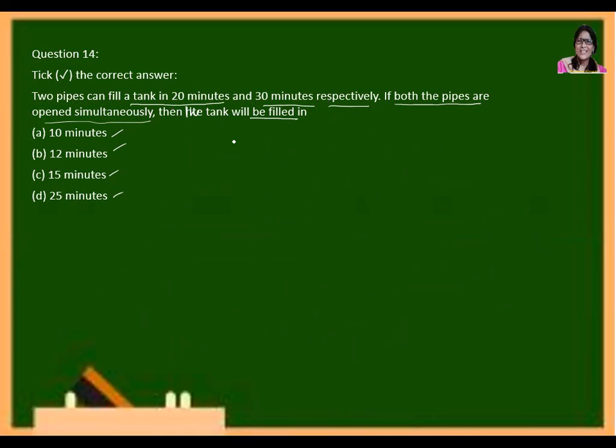So you will find one hour work: for pipe 1, 1 by 20. For pipe 2, 1 by 30. Get the LCM, it is 60. It will be 3 plus 2, 5 by 60, 1 by 12. Then take the reciprocal. So they will fill in how many minutes?